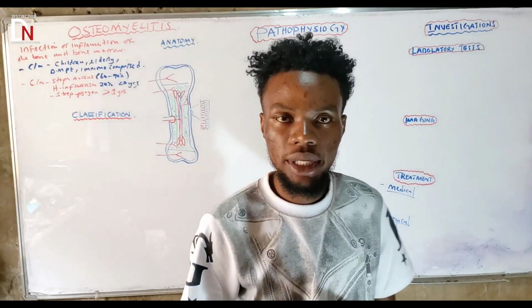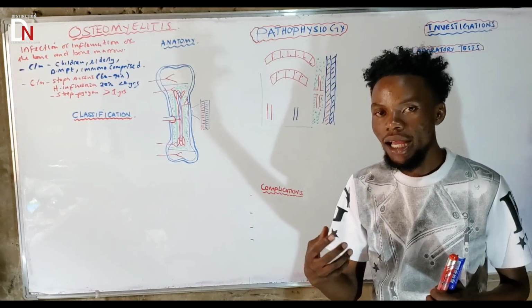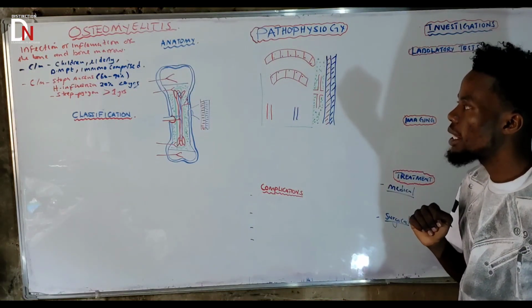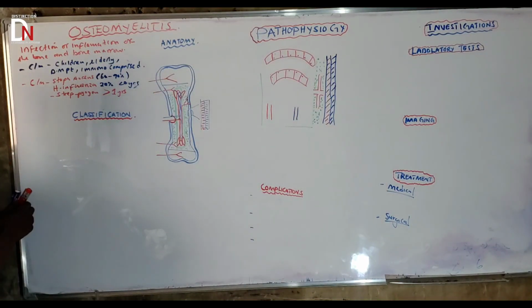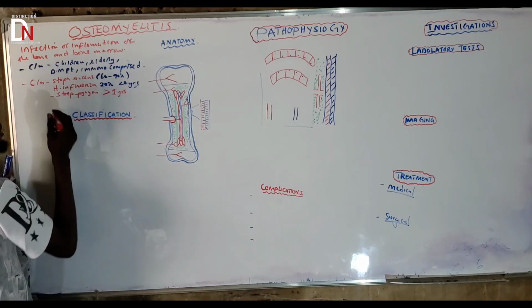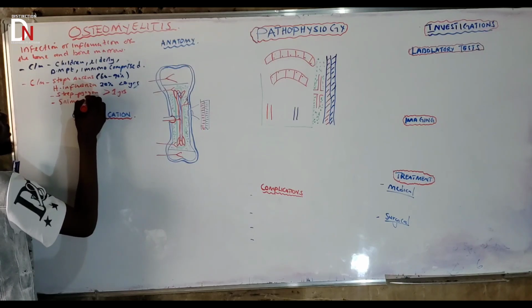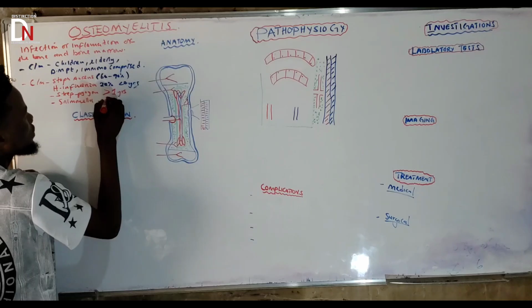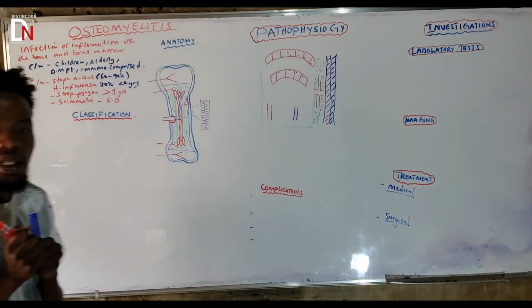What is that? Salmonella. People with sickle cell disease are prone to Salmonella, and Salmonella is a causative agent of osteomyelitis. So if you look at someone with a history of sickle cell disease, what do we expect the causative agent to be? Salmonella species. Very important case as well.